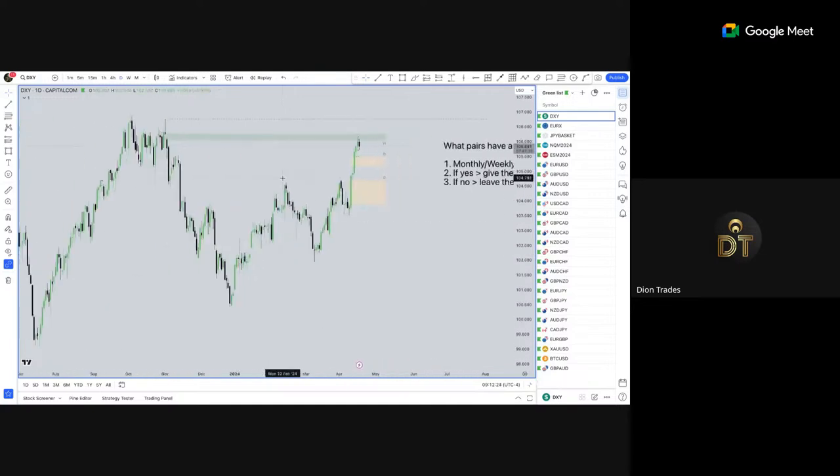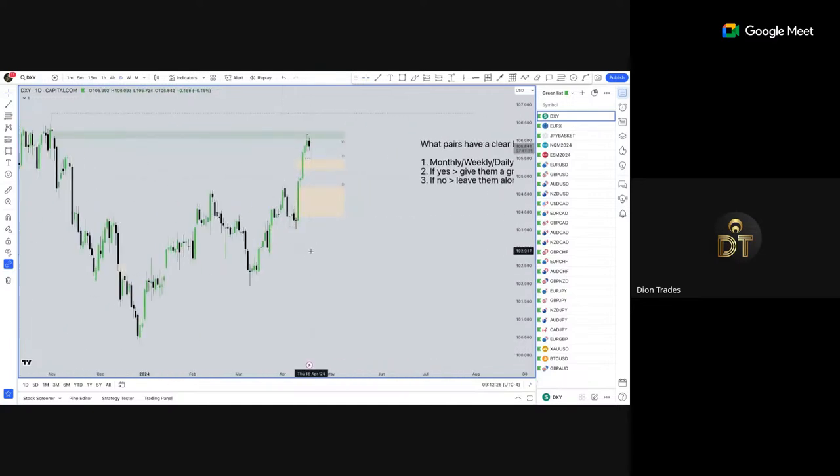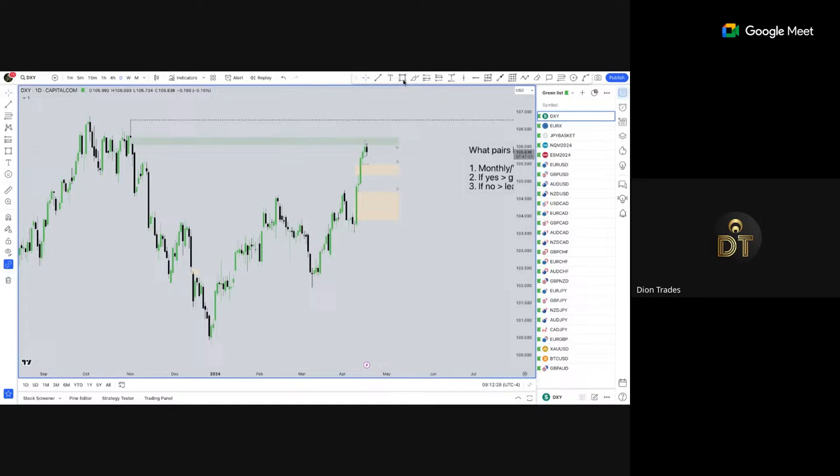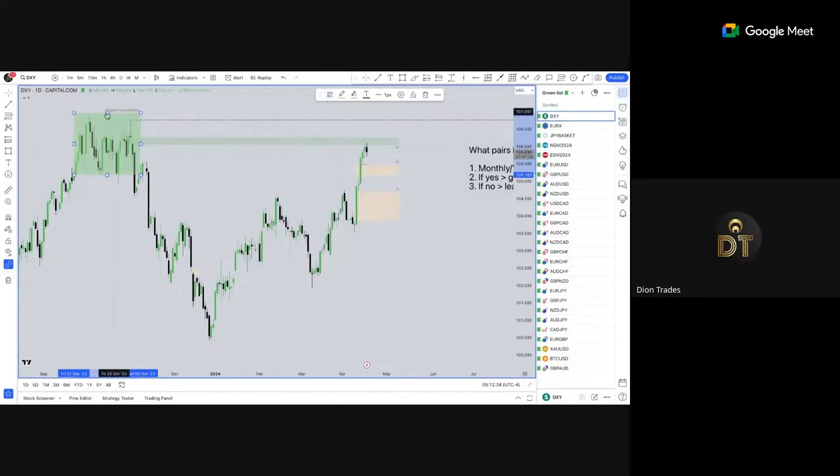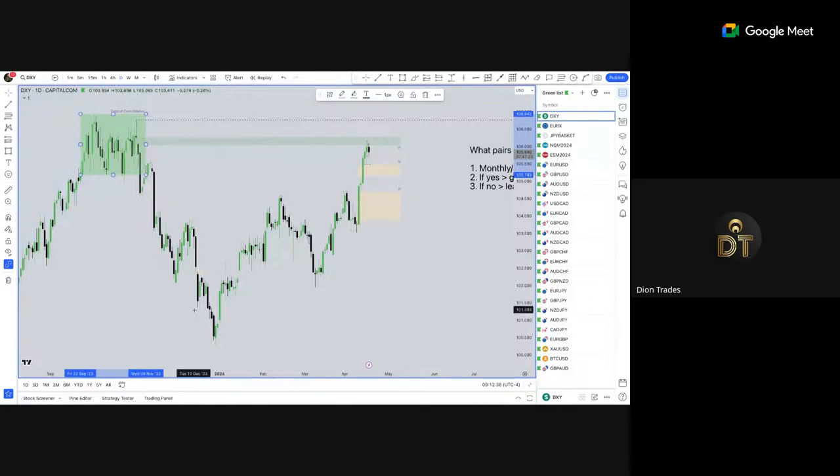And why do I think that DXY is going upwards? You remember the market maker buy model? That's what I'm looking for. Original consolidation is right here. We need to complete it. Spark one reversal, accumulation one, accumulation two, boom, up. This is your end. This is the end game.